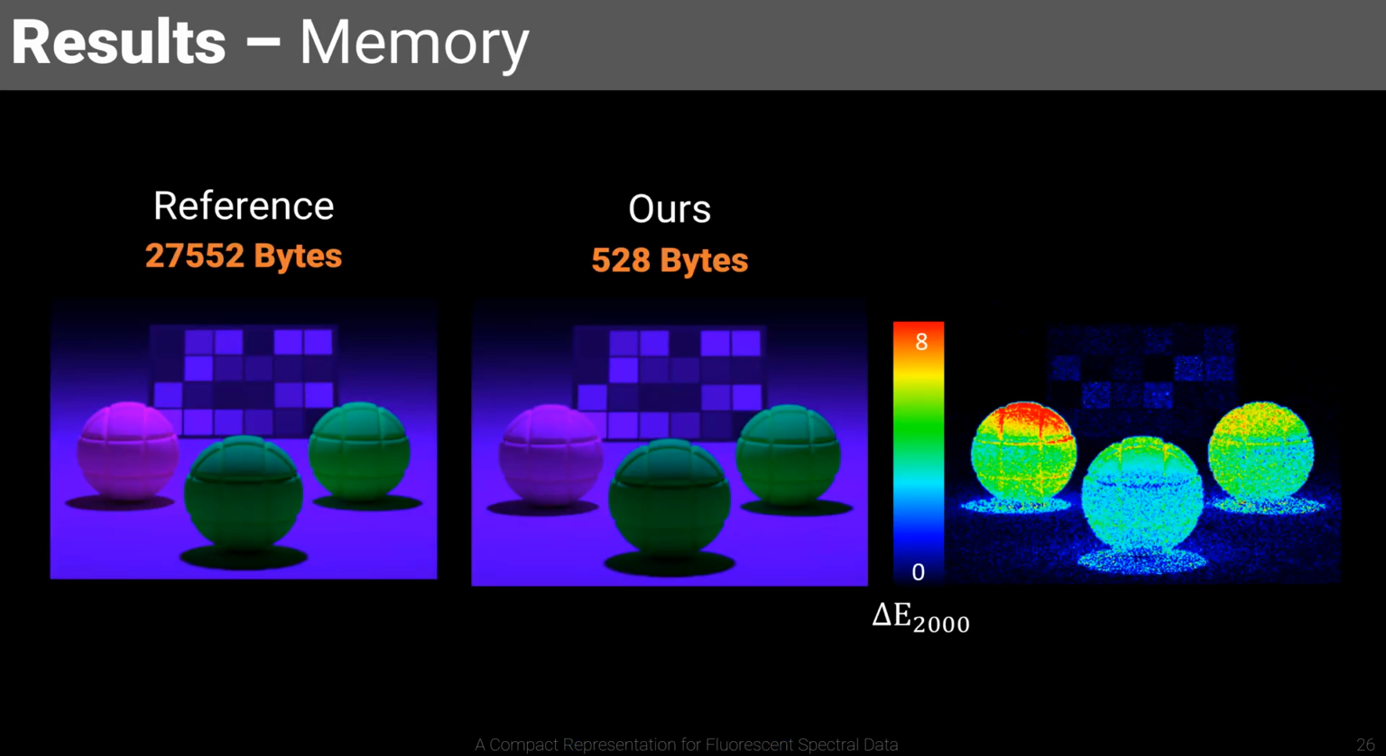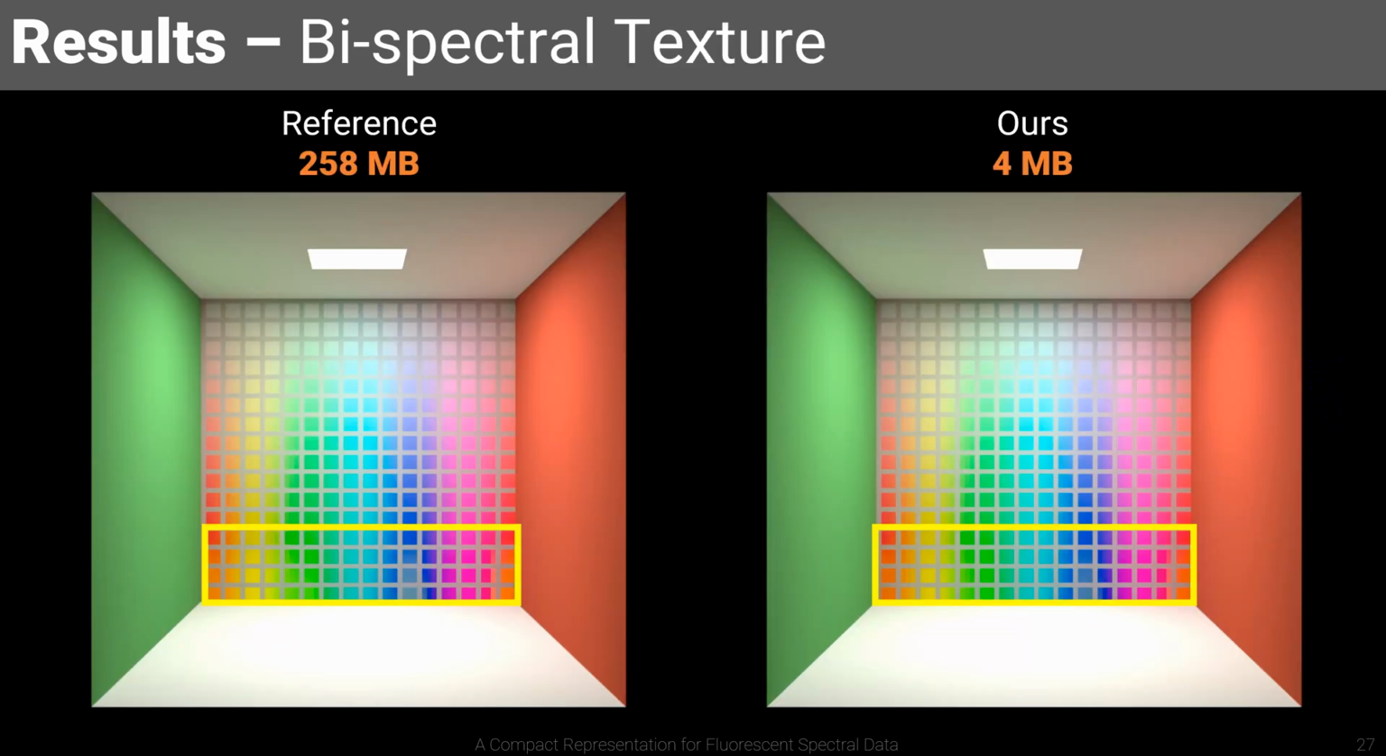Our method not only provides convincing results, but also drastically reduces the memory footprint. On the left, the raw measurements are used to render the scene. It requires 27 kilobytes, while on the right, we use our method to represent the fluorescence data. Our method uses less than 2% of the memory required by the raw radiation.